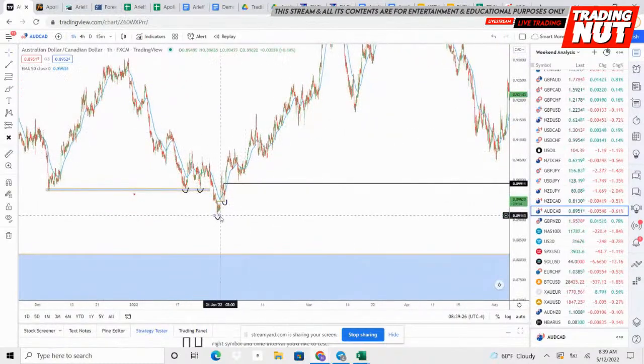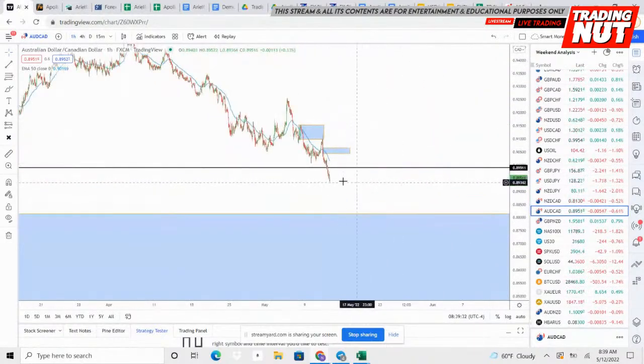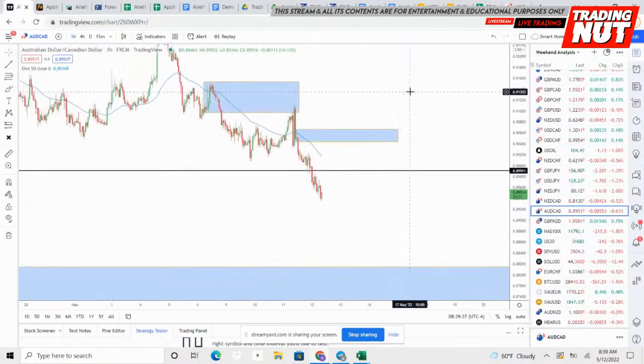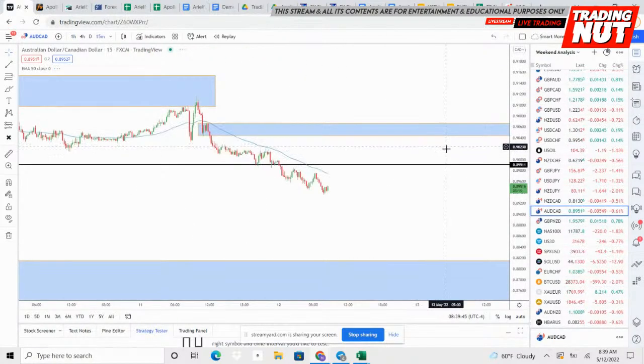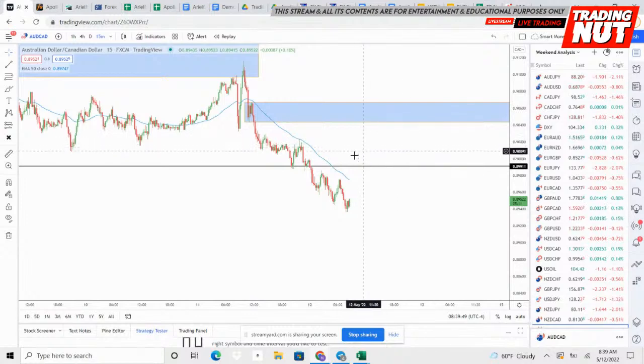So if we break below this level, we will continue with our bearish run on the higher time frame, coming down into 88. So I believe that that's going to be the case now. What we saw the other day was a run, a last buy to sell move coming into an area of supply.